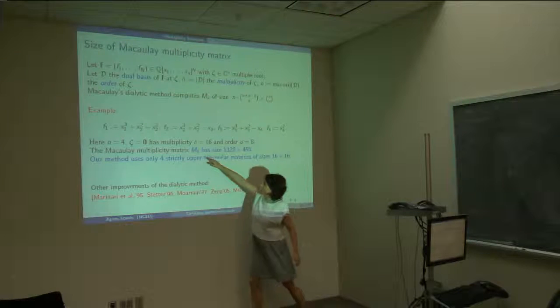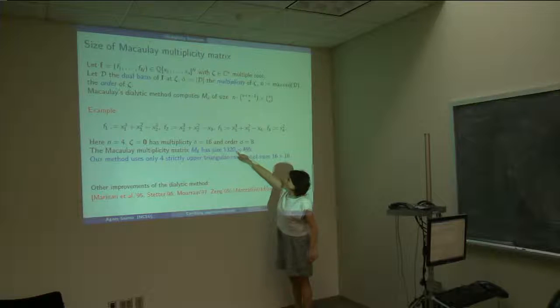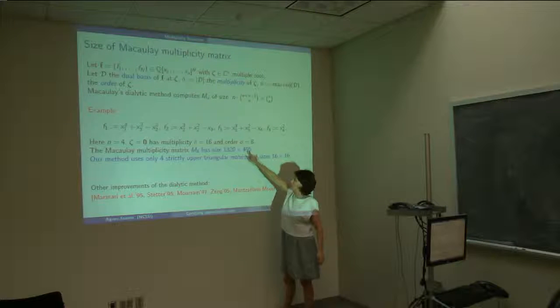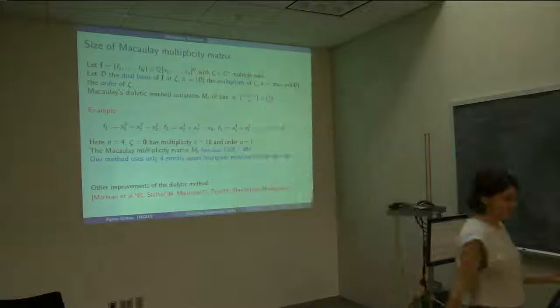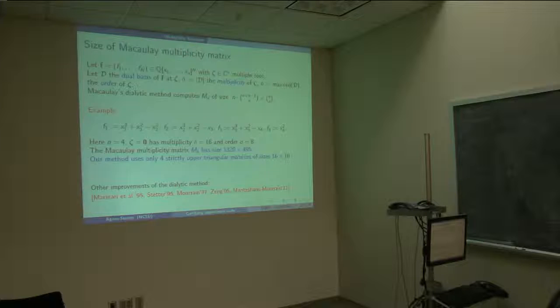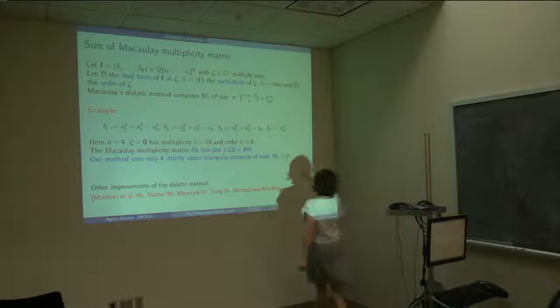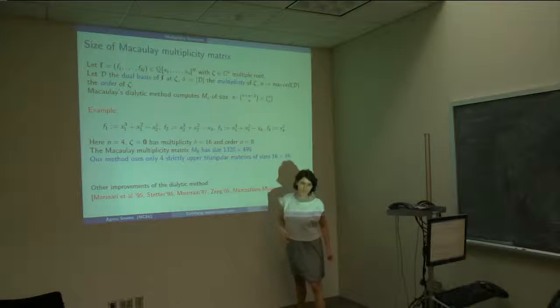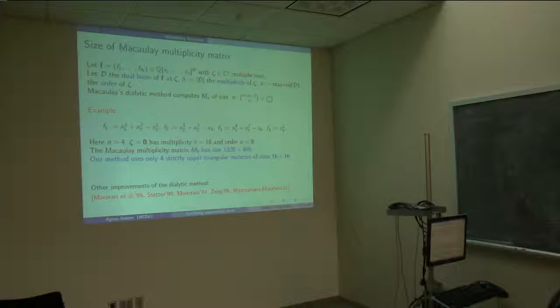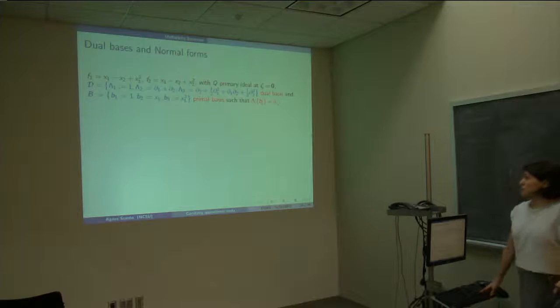So for this system, with the method that I showed you, for order 8, the Macaulay matrix will be a huge 1000 by whatever matrix. The method I'm going to show you will give the same answer by considering 4 16 times 16 strictly upper triangular matrices. So it's much smaller. And it's going to be polynomial in this number 16, which is just the multiplicity. It's polynomial in the multiplicity, and doesn't depend on the order. And so here is the main idea.